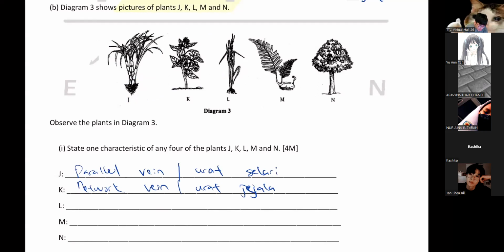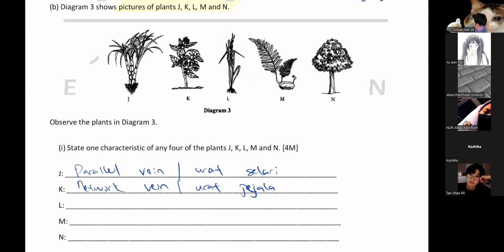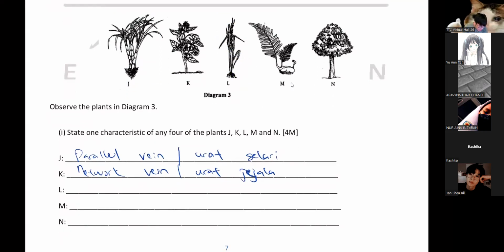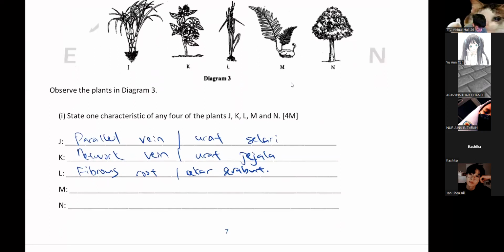And then the next one, this one, try not to repeat the leaf already lah. Let's talk about the root. Okay, talk about the root. This is your, wait, let me write English first. This is fibrous root. Okay, akar serabut. And then what about M? Okay, this is a fern. Okay, fern, they don't produce flower, right? Okay, so I can say tak berbunga. Hey, why am I writing BM first? Non-flowering. Okay, they do not have flowers.